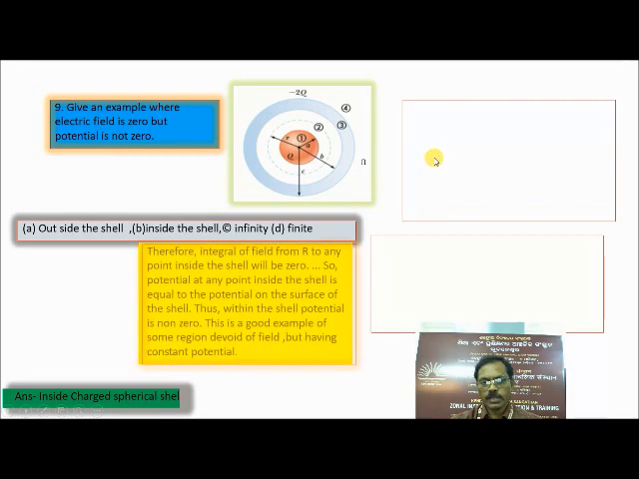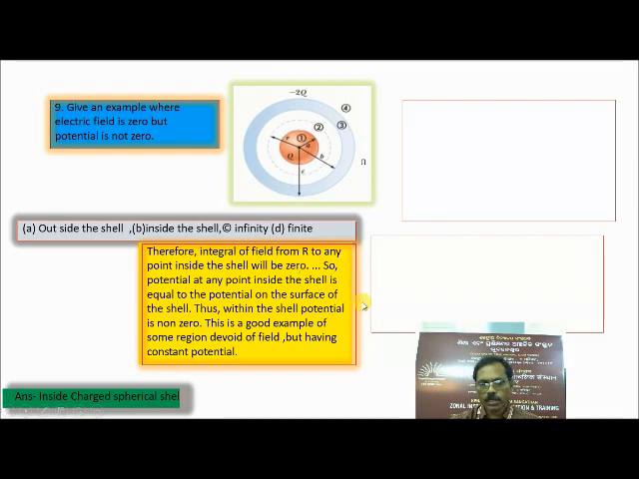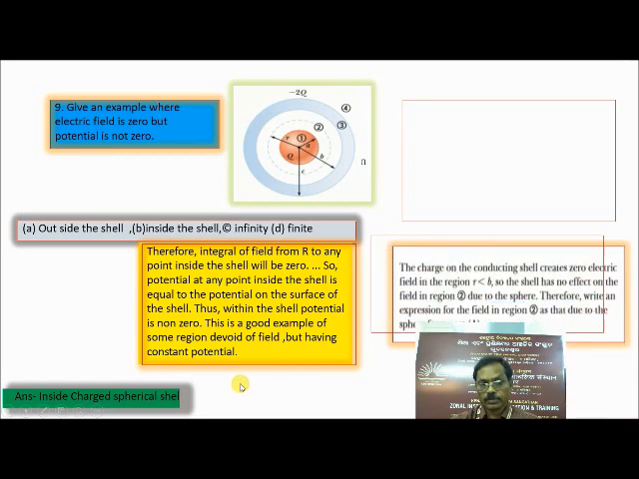So in this case, the integral of the field from R to any point inside the shell will be 0 because no charge is enclosed. So the potential at any point inside the shell is equal to the potential on the surface of the shell, in case of an equipotential surface. Thus, within the shell the potential is non-zero. This is a good example of some region devoid of field but having constant potential.